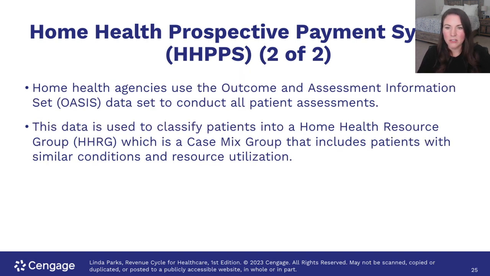Okay, home health agencies use the Outcome and Assessment Information Set, or OASIS, to do their patient assessments. Patients are classified into home health resource groups, or HHRGs, which are case mix groups that group patients by similar conditions and how many resources they use.